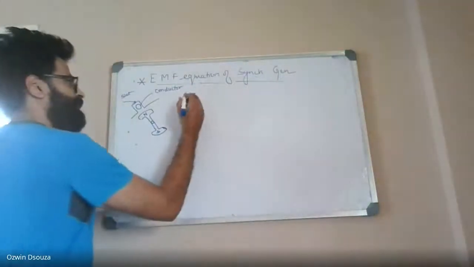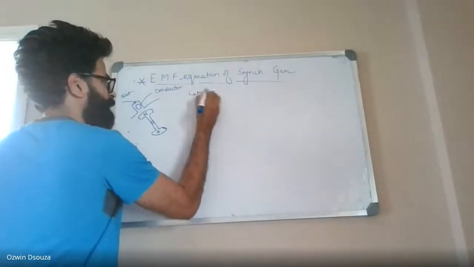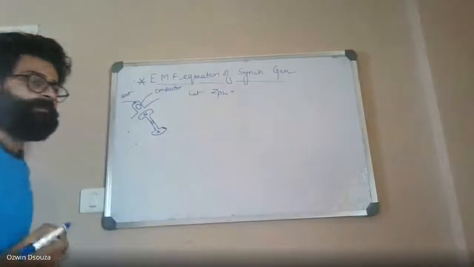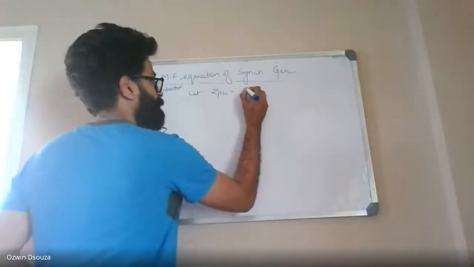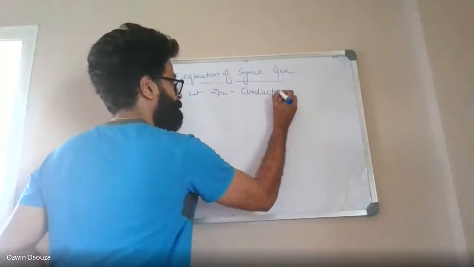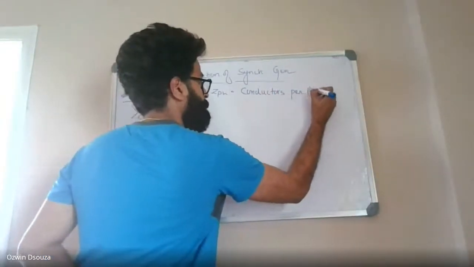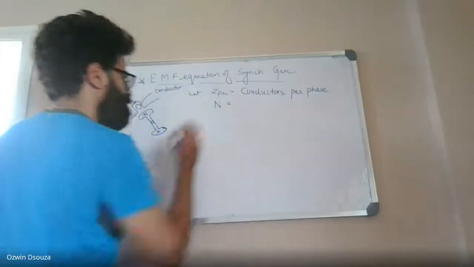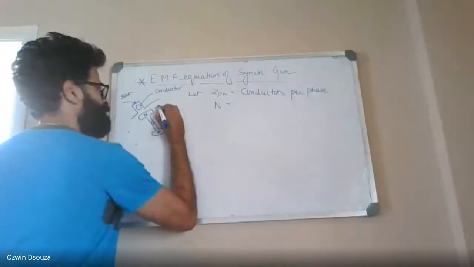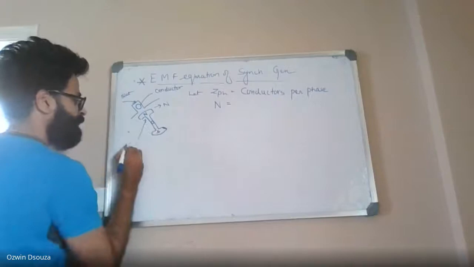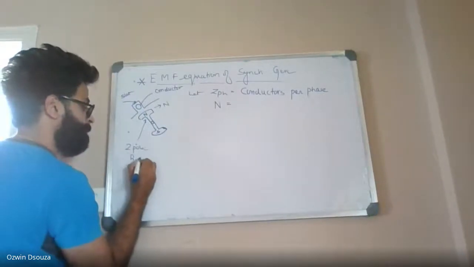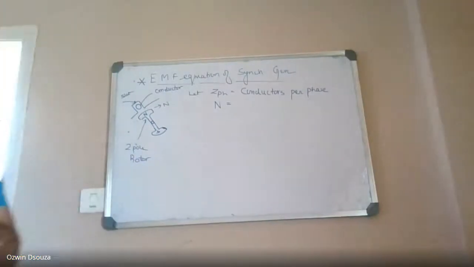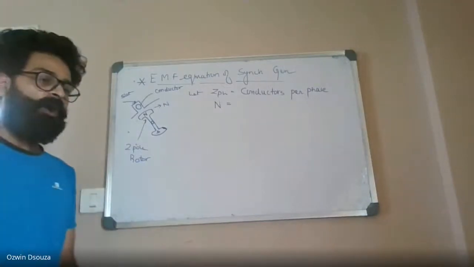And let us define the following. Let Z phase be the number of conductors per phase. And let us also consider the speed of the rotor. This is your 2-pole rotor. Why 2-pole? Because you have one north pole and one south pole. So together, you can say that we have 2 magnetic poles, or a pair of poles.